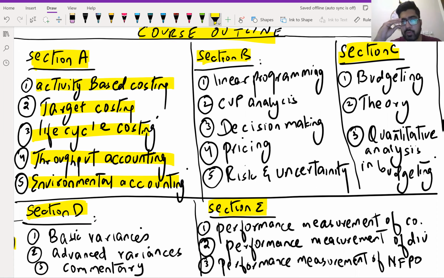But obviously, I don't expect while teaching that students remember everything from their F2 management accounting studies. Therefore, all these topics, activity, target, life cycle, throughput, environmental, all these will be discussed right from the scratch.